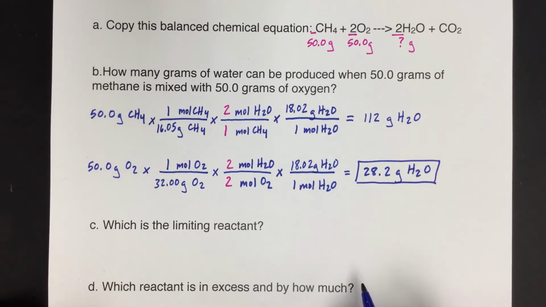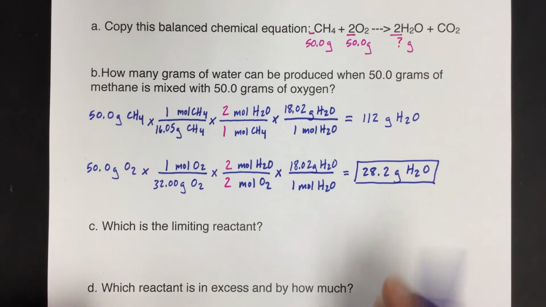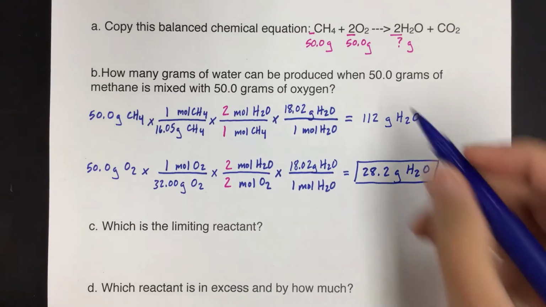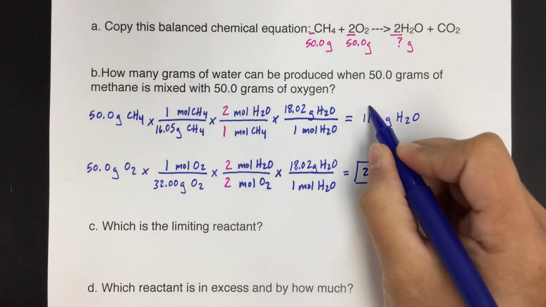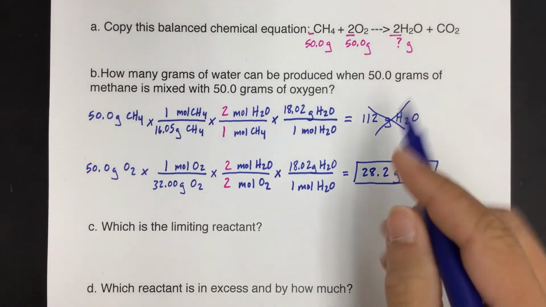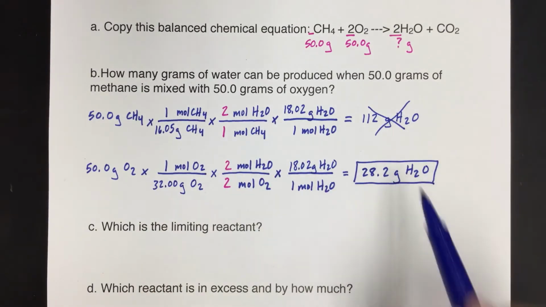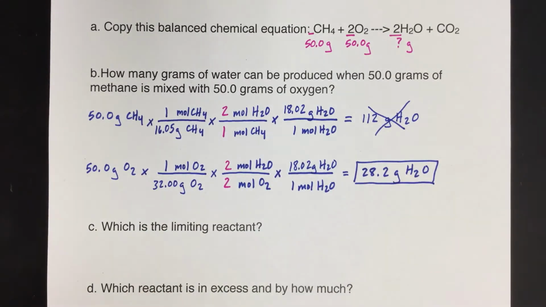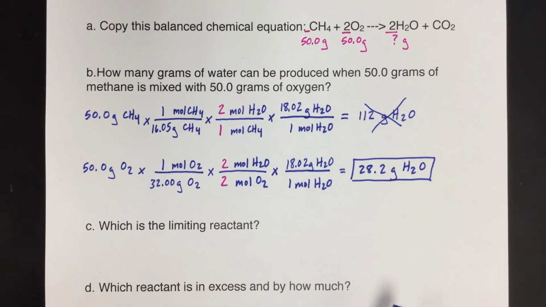And my recommendation for you is to cross out the other answer. I mean, you don't have to be obnoxious about it, but just so that you don't accidentally use that for something else. Okay, this is the answer. The other answer, you just needed to verify that this is the correct answer. This number's too big. So even though you can make more methane, you run out of oxygen. So that's the first part of the question.